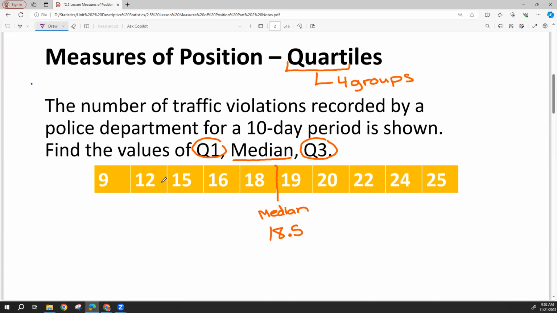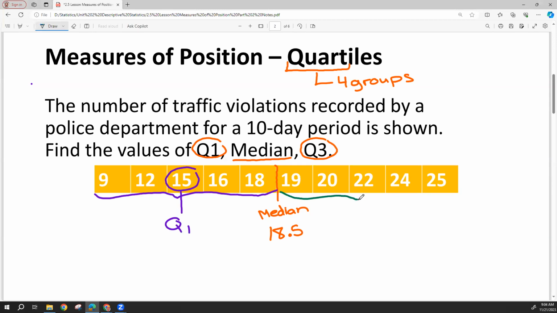Our Q1 is going to be on the lower half of our data. So now if we look at just the lower half of our data, Q1 is the median of that data set. The median of this group of data is the number in the middle. So our median value for this lower half of our data set is the value right in the middle. That's 15, and we call that Q1, quartile 1.